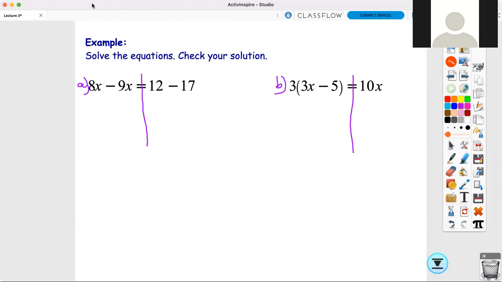Then look at example A. We have 8x minus 9x equals 12 minus 17. Can I combine any like terms on the left side of A? Yes. 8x minus 9x results to what, ladies and gentlemen? -1x. That is correct. On the right side, can I combine any like terms? Yes. What's 12 minus 17? -5.